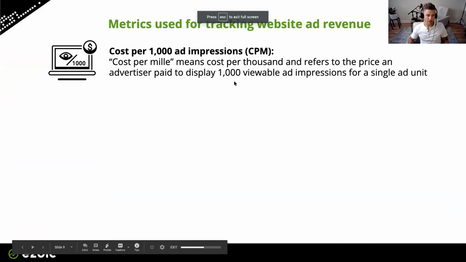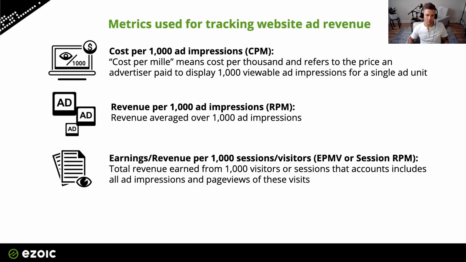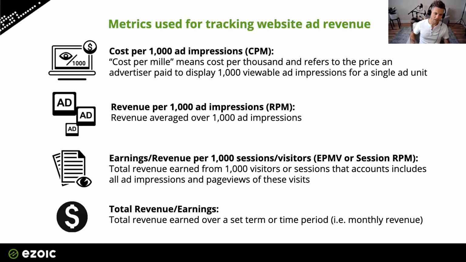So real quick, CPMs, that's how much an advertiser buys a single ad impression for. RPM is how much revenue you make per 1,000 ad impressions. So you add up all the CPMs across however many page views, and you average that. That's your RPM. EPMV is the total earnings divided by 1,000 visits or sessions. So it's looking at if a single visitor visits multiple page views, that'll be included as well. And then you've got basically flat total earnings.